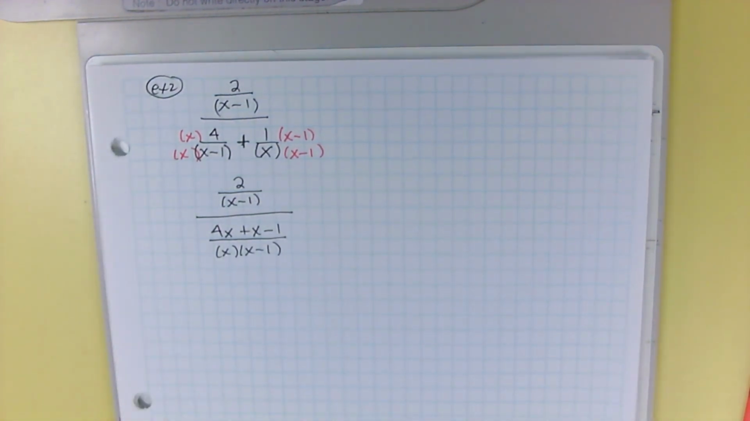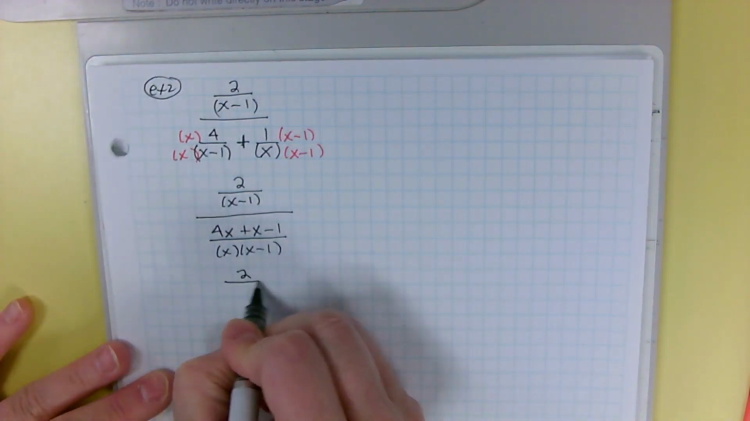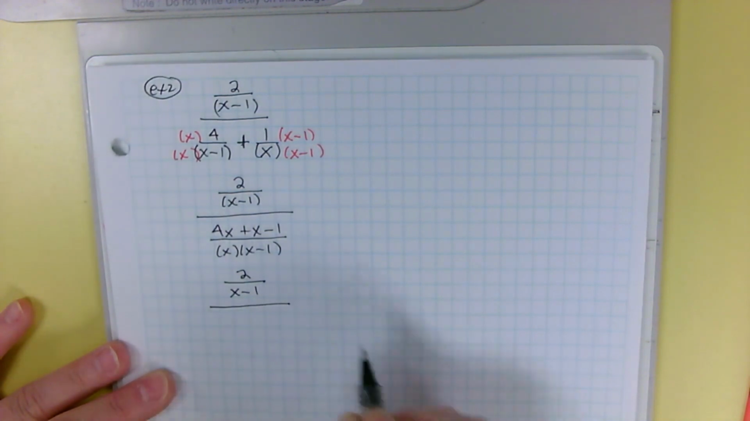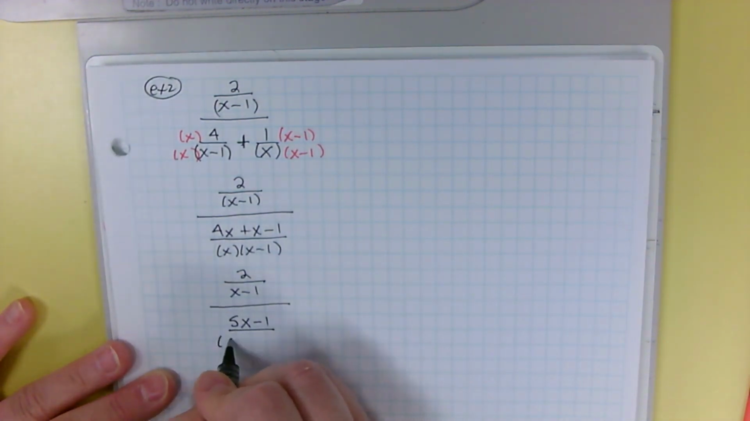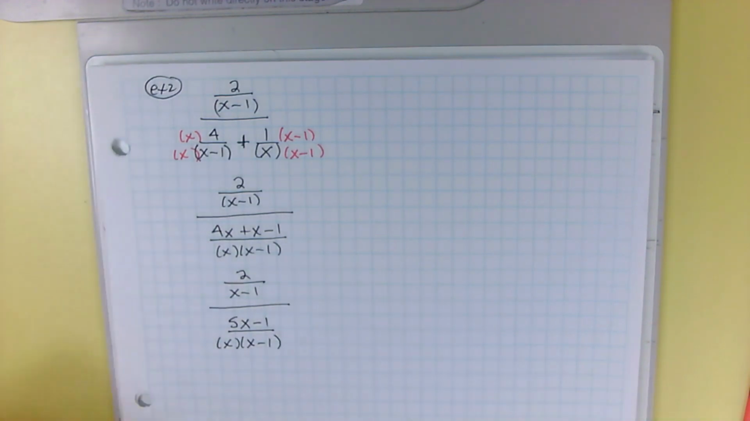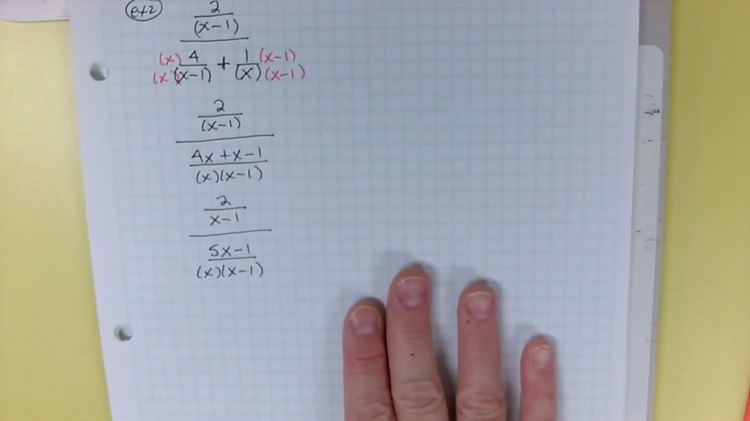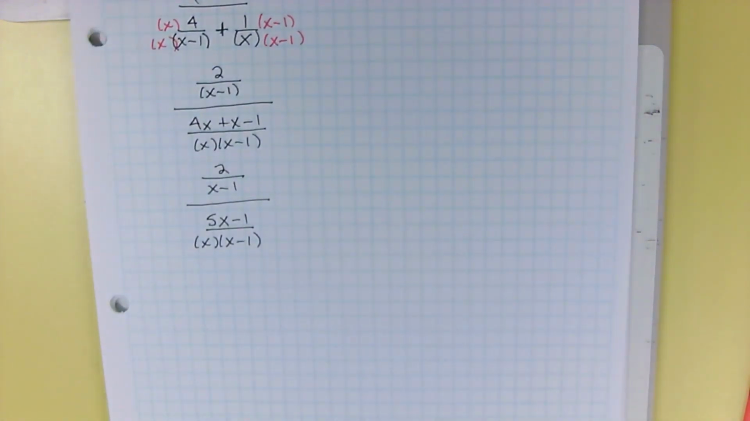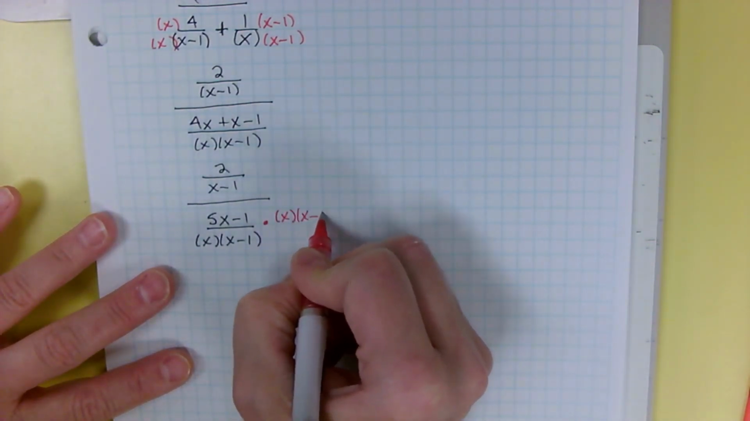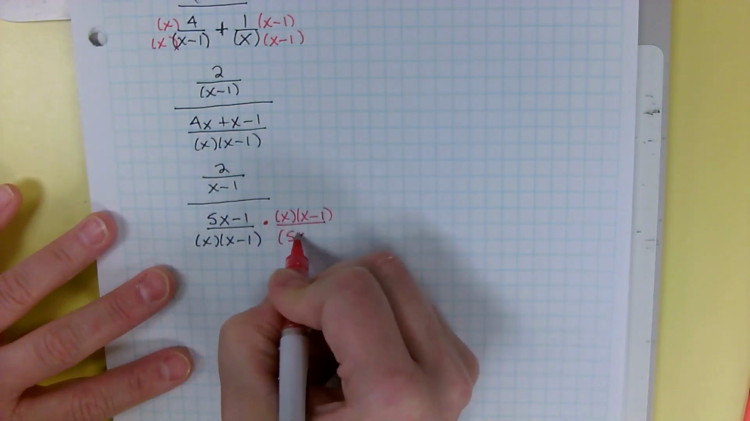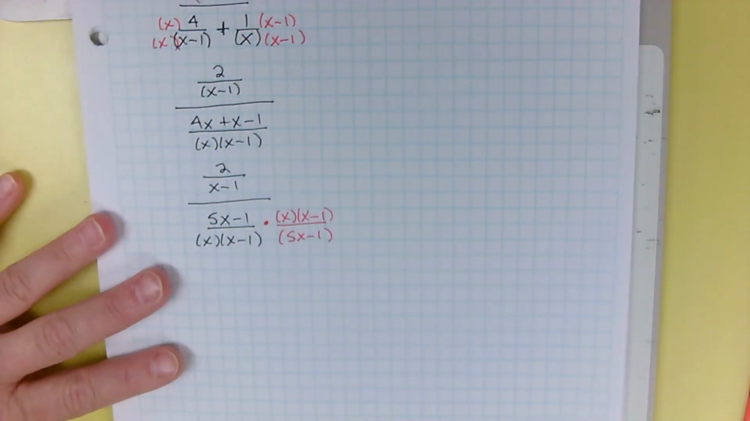All right, so we've got to simplify a little bit more on the bottom. So recopy the top, 2 over x minus 1. On the bottom, we have a 5x minus 1 over x times x minus 1. And nothing else factors or simplifies, so we are done simplifying the top and the bottom. Now we're going to do the elimination step. Multiply the bottom by its reciprocal. So times x, x minus 1 over 5x minus 1.